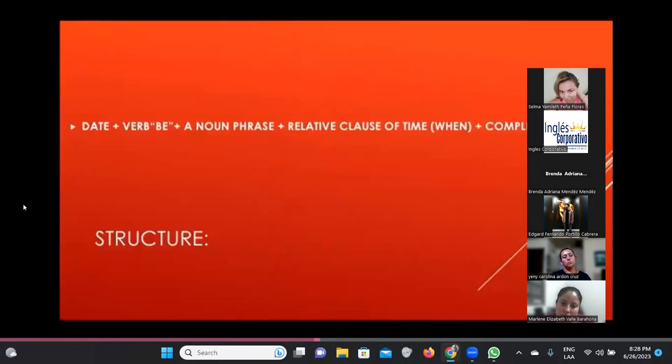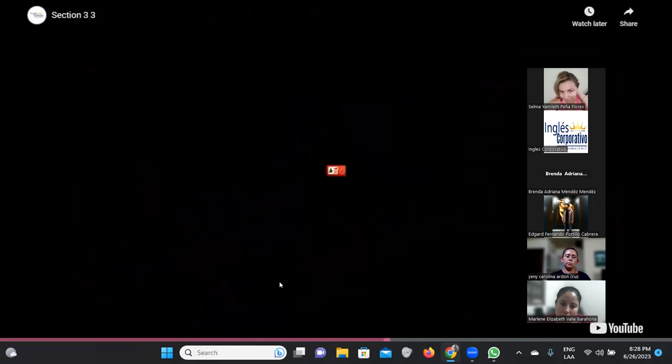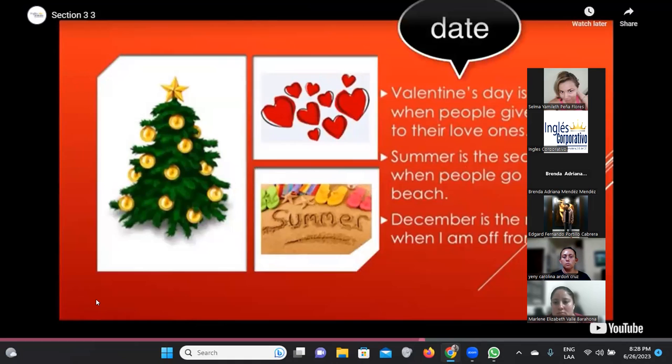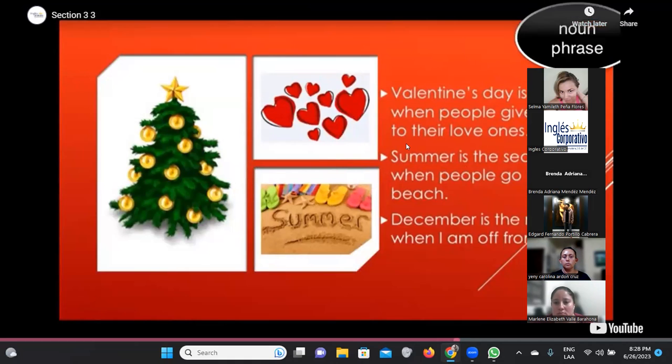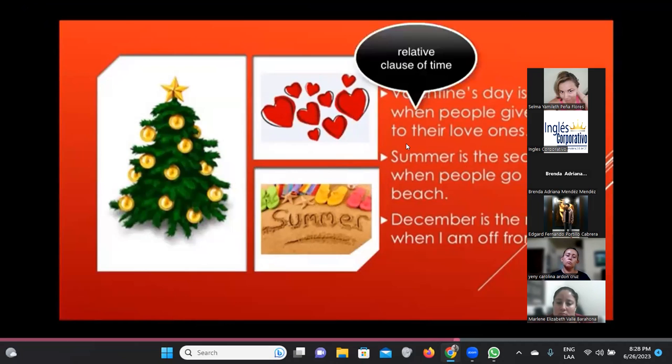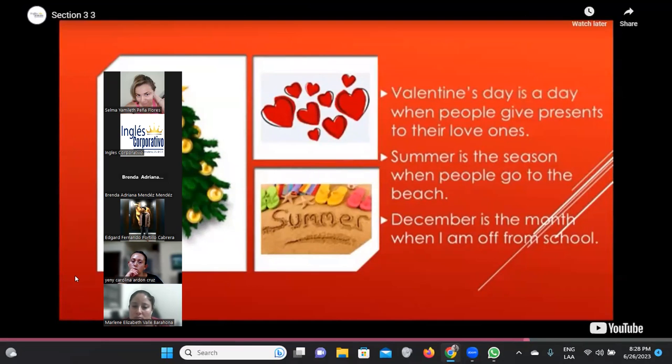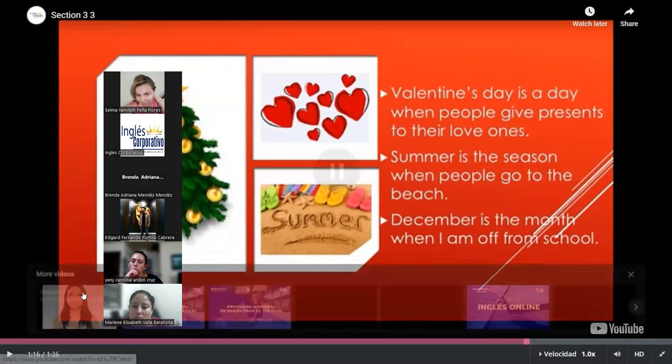Take a look at the structure and work with us on the following examples. Date plus verb be plus a noun phrase plus a relative clause of time when plus complement. If we study the first example, Valentine's Day is a day when people give presents to their loved ones. Valentine's Day is the date, is the verb be, a day, noun phrase, when, relative clause of time, people give presents to their loved ones would be the complement. Go on reading the other examples and try to understand them before you're asked.